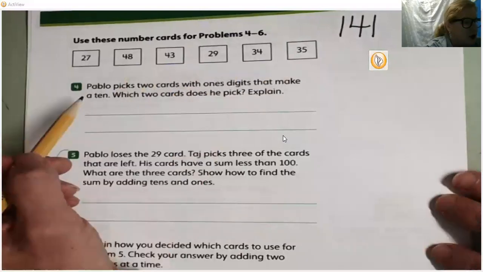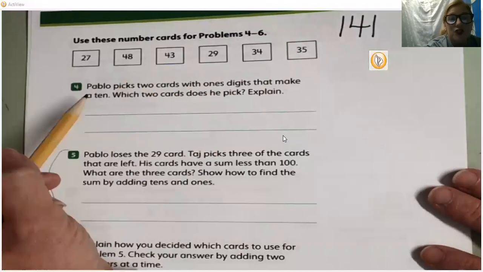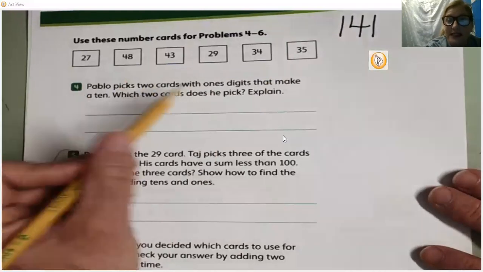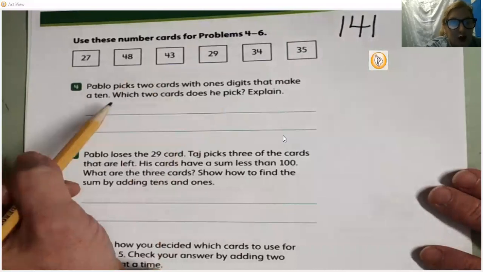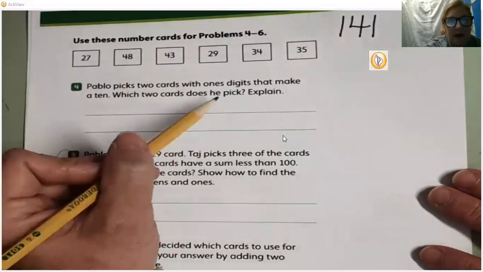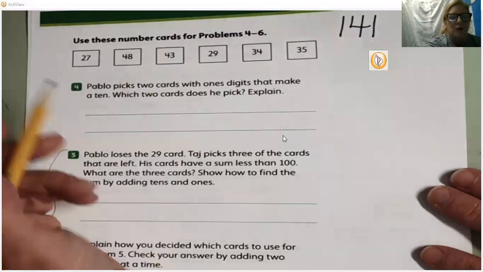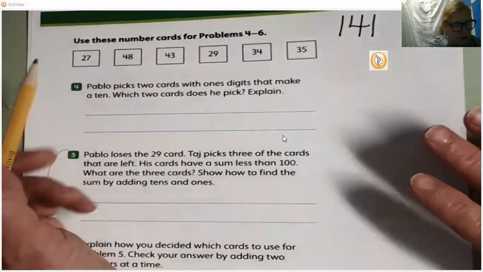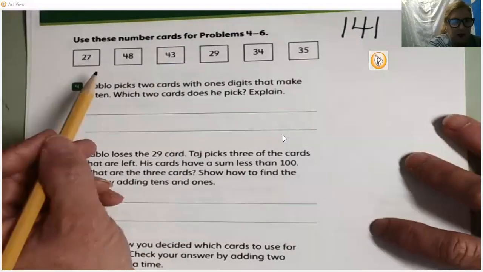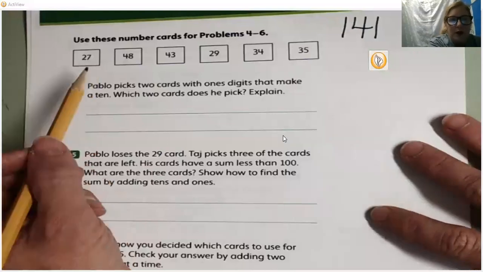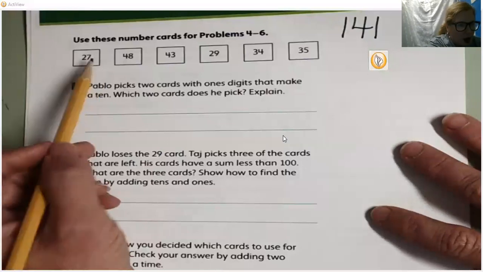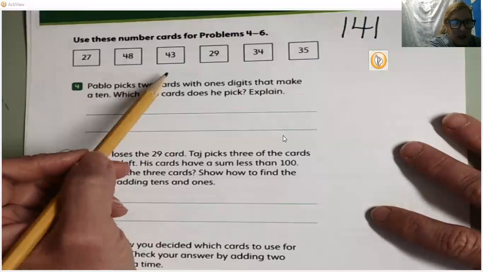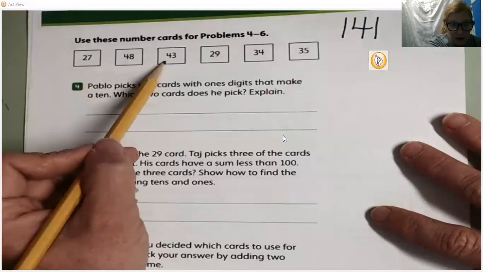Okay, so number 4. Pablo picks 2 cards with ones digits that make a 10. Which 2 cards does he pick? Explain. Now, we're not going to necessarily write out everything, so we're just going to talk through it here. So we're going to have to look in the ones place and see which cards can add up to a 10. 7. Do we have a 3? Bing! We do.